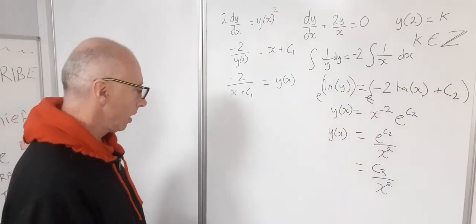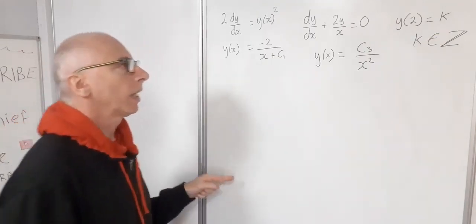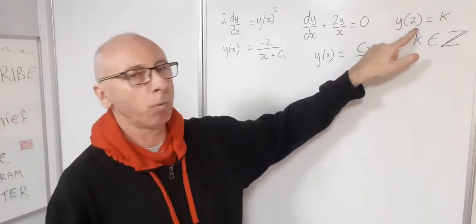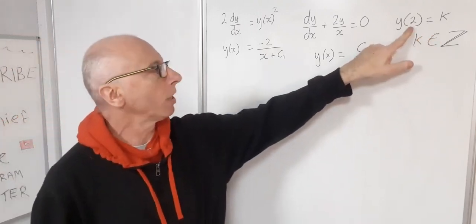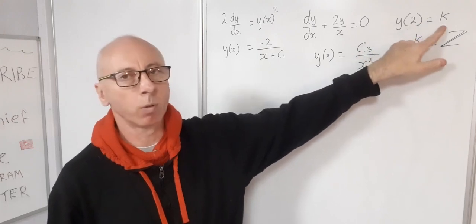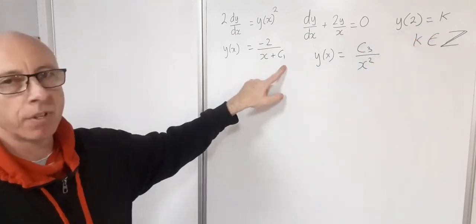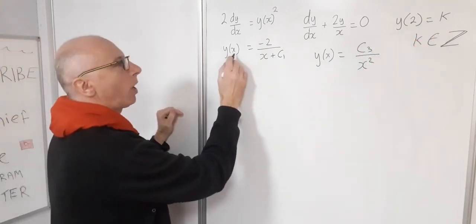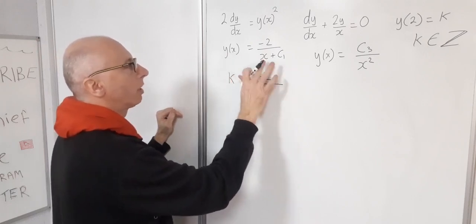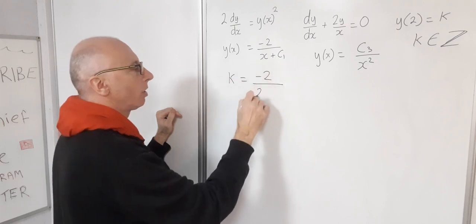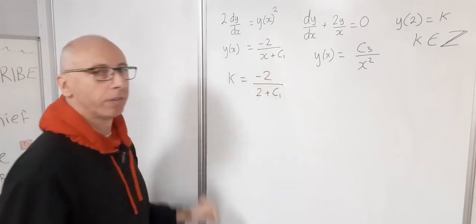Okay, let's clear off the board. Okay, so now let's put this condition in there. y of 2 equals k. So where we see an x, we plug in a 2, and y of x will equal k. So let's plug that in for this one. So therefore y of x is k, so now I've got k equals -2 over x is 2 plus c1.